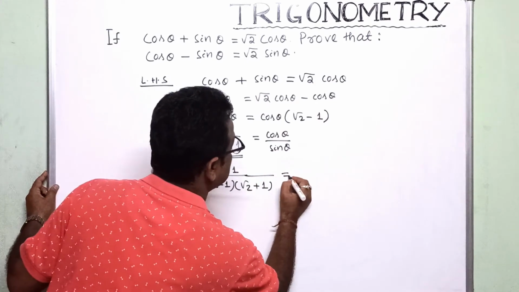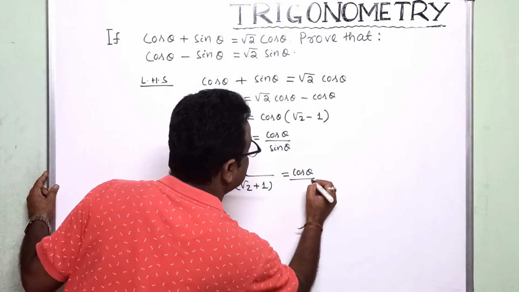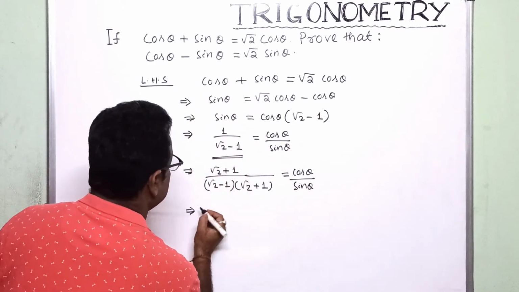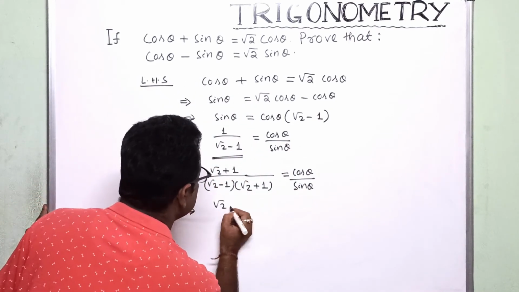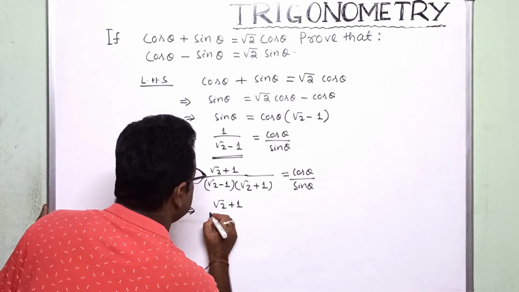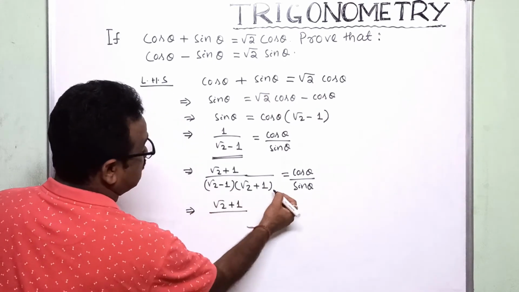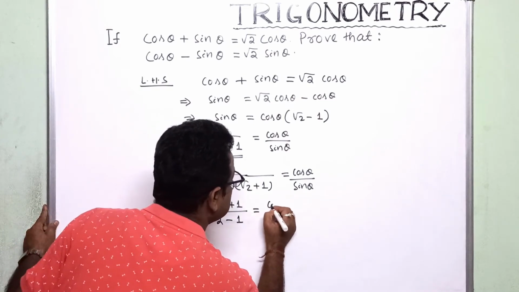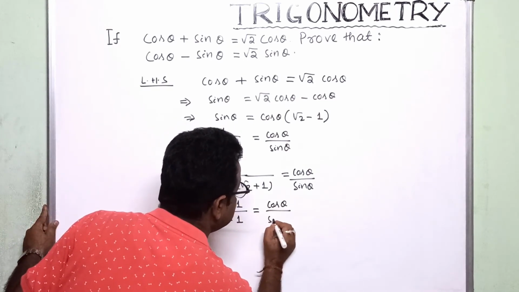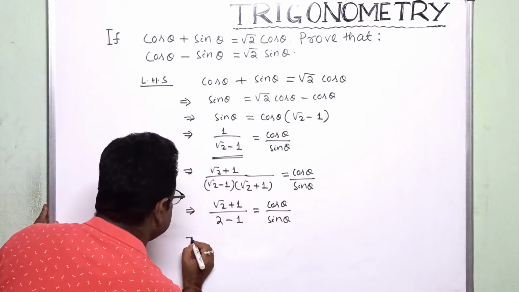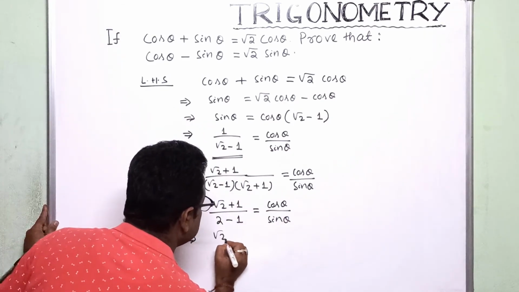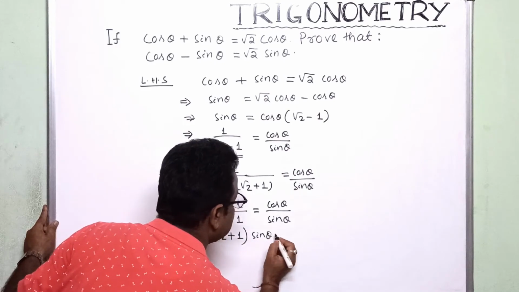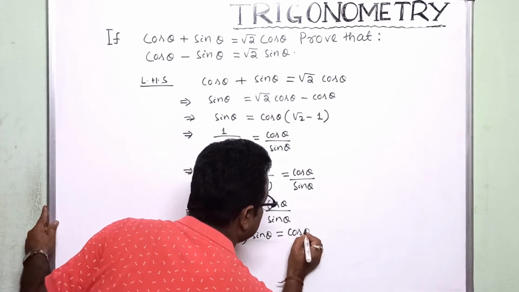Okay. Is equal to cos theta by sin theta. That implies here what? Root 2 plus 1 by a minus b into a plus b, a square minus b square, is equal to cos theta by sin theta. That implies here root 2 plus 1 into sin theta is equal to cos theta.